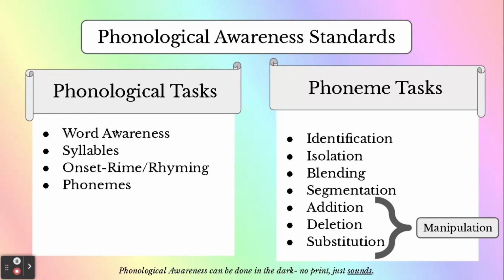So we just discussed some of the phonological tasks. We talked about word awareness. Again, that's where it's spoken words, how many words are in a sentence. We talked about syllables. That's being able to blend word parts together and segment them, and then also change them. So the next part we're going to talk about is rhyme.